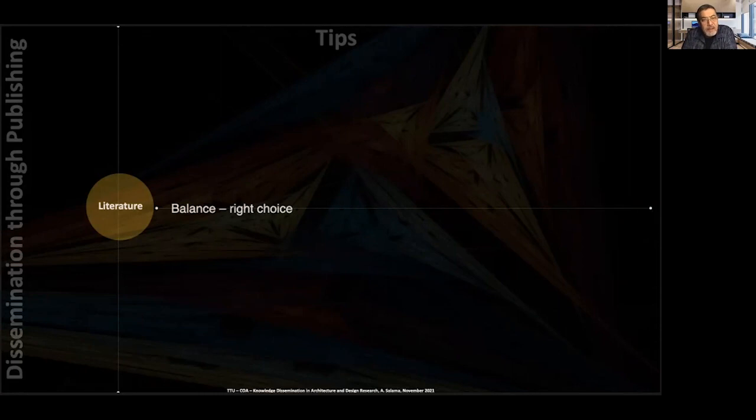Self-citation, consider it when necessary. When you have to cite yourself or cite some of your work, it is fine as long as it's building on certain things you have published in the past.